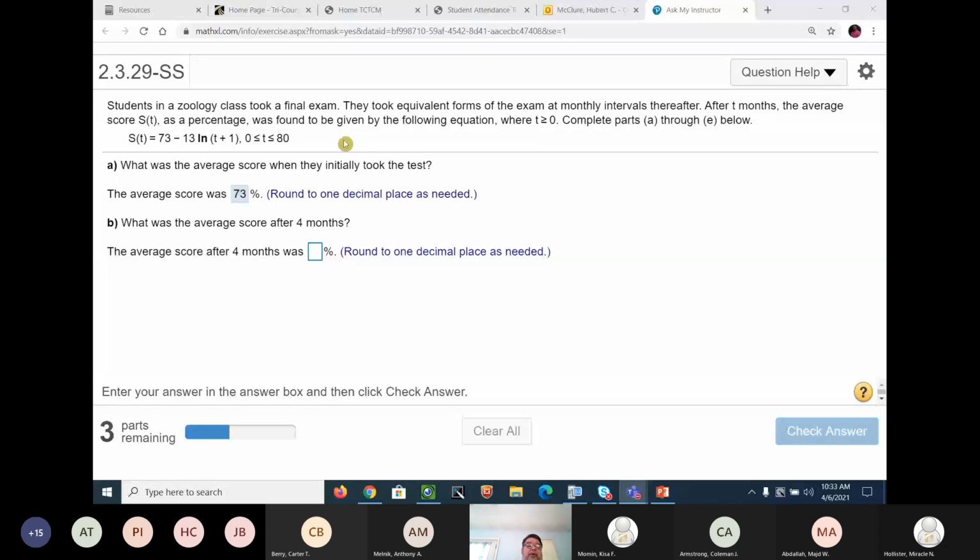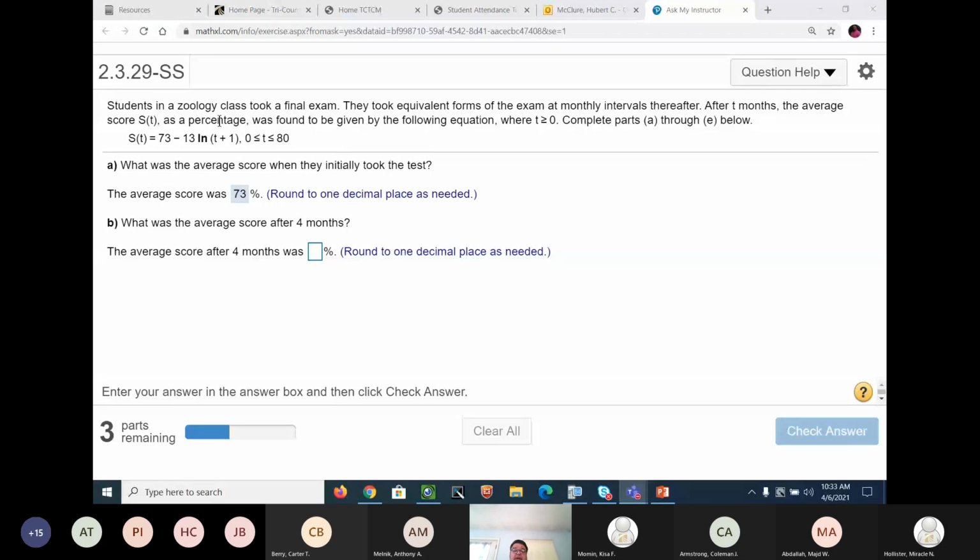All right, the average score after 4 months. So what are you going to do? Plug and chug what? 4. There you go. Y'all are on fire. S of 4 is equal to 73 minus 13 natural log of 4 plus 1. 73 minus 13 natural log of 5.